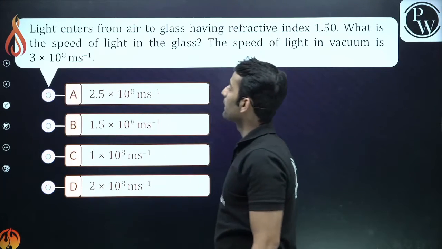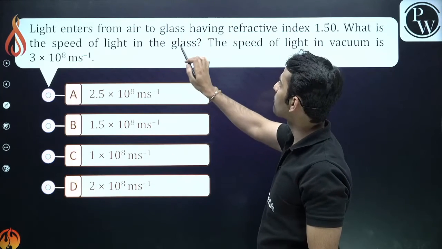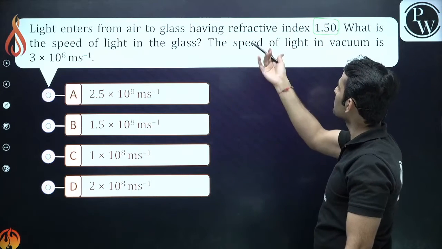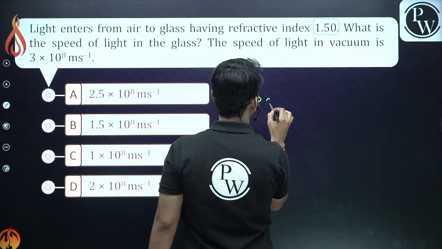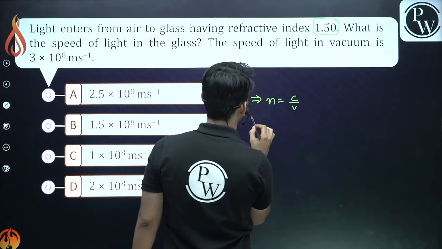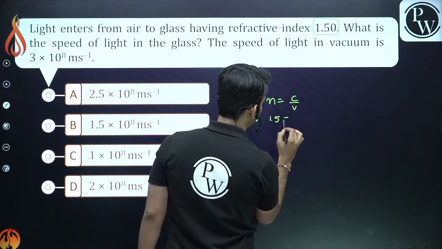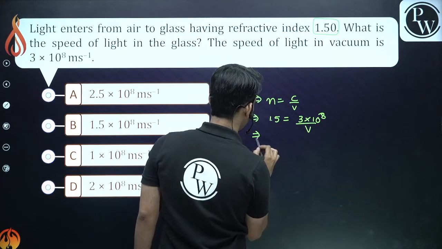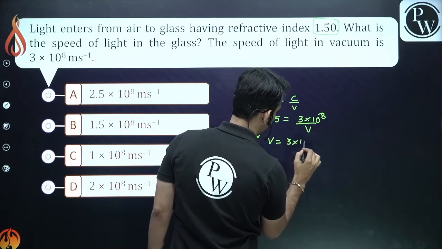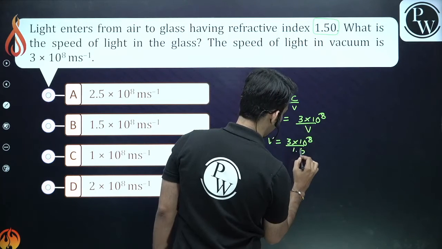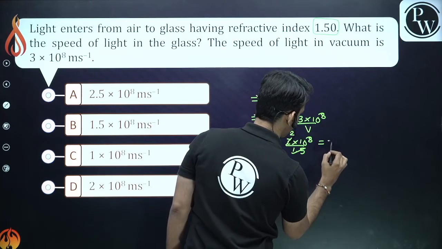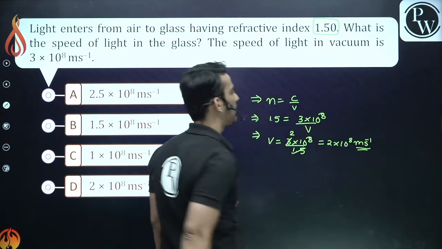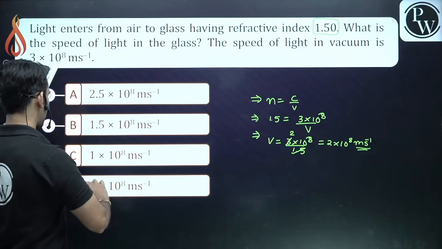It has been said that light enters from air to glass with a refractive index of 1.5. So you have to calculate the speed of light in the glass. So guys, what is n? It is c by v. Refractive index is 1.5. c is 3 into 10 raised to the power 8 upon v. So what is v from here? 3 into 10 raised to the power 8 upon 1.5. This is 2 times, so this will be 2 into 10 raised to the power 8 meter per second. Clear guys? So which option is correct? Option D is correct.